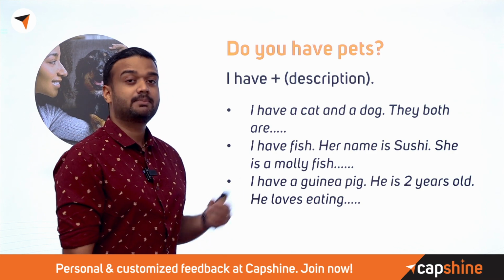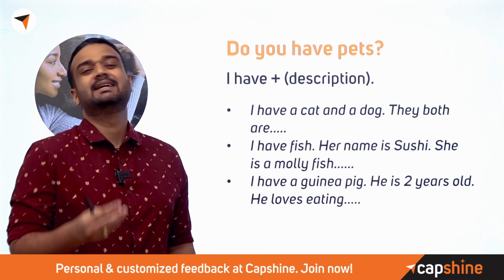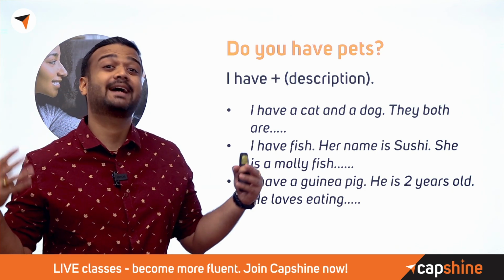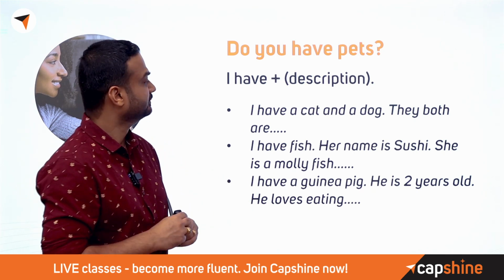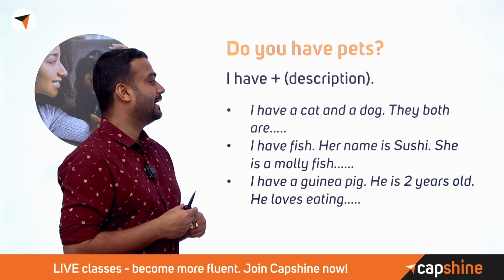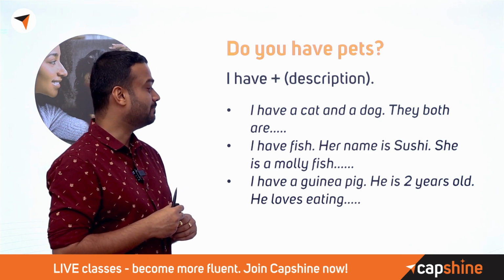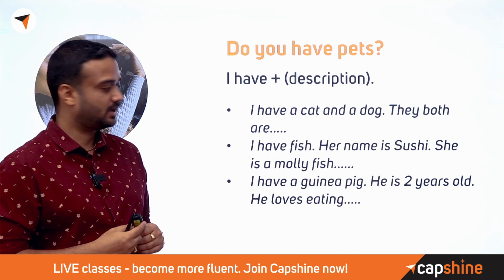I have fish. Remember that when you're talking about fish in plural, it is still fish. Fishes is used in very rare situations, when you're talking about groups of different species of fish. You're not going to say that when you're talking about pets. I have fish. Her name is Sushi. She is a molly fish. So molly is a kind of breed.